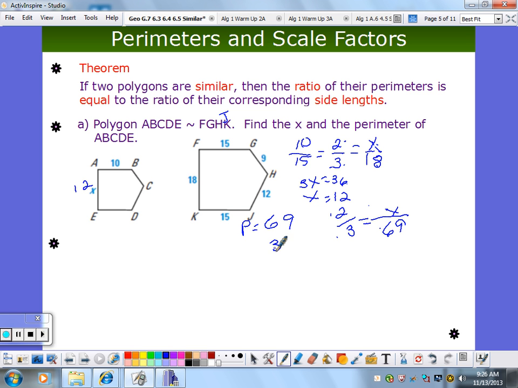So 3x is whatever 69 times 2 is. That's 138. And then we divide by 3, that's 46. Okay. So that's the perimeter of this one. Well, look, I don't even know what all the sides are. But I know the perimeter. Handy sometimes.